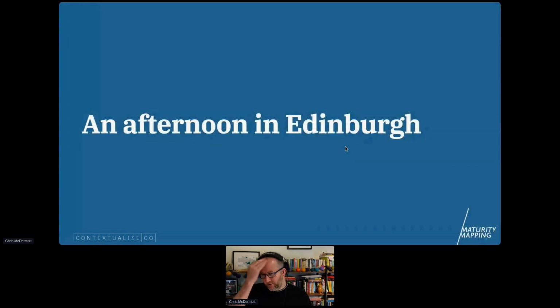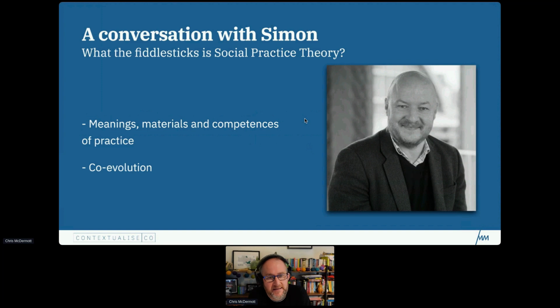So the afternoon in Edinburgh, let's begin there. This was Lean Agile Scotland, so October, maybe late September 2019. Mark and I had just finished running an introductory workshop on maturity mapping that Simon had attended with a bunch of others. At the end of the session, Simon came up and asked, in only the way Simon could, what the fiddlesticks is social practice theory? He couldn't quite understand how it integrated into maturity mapping.